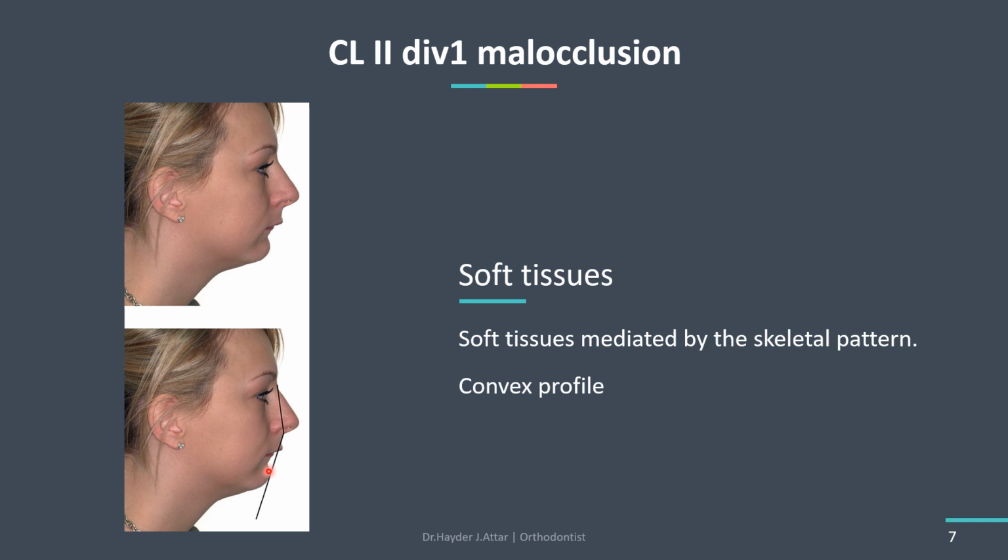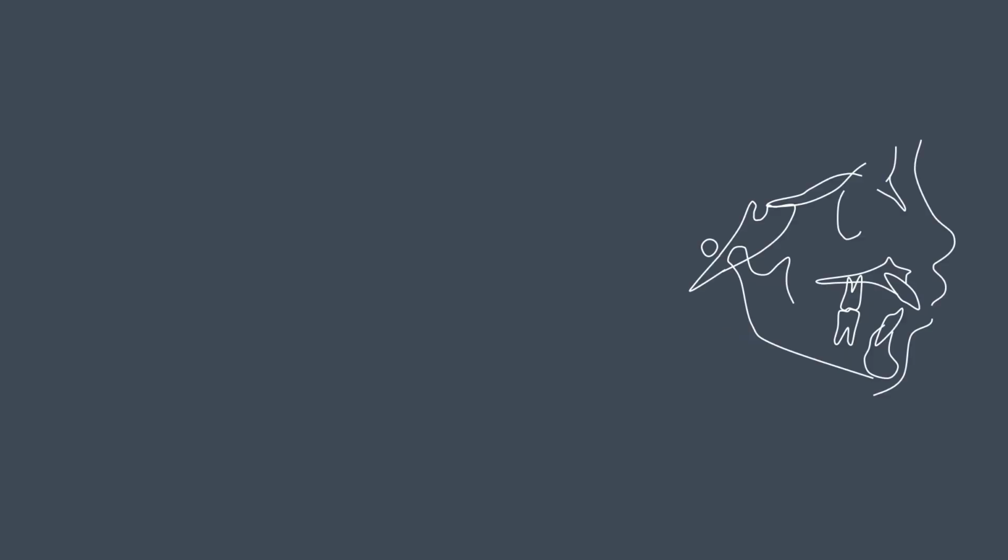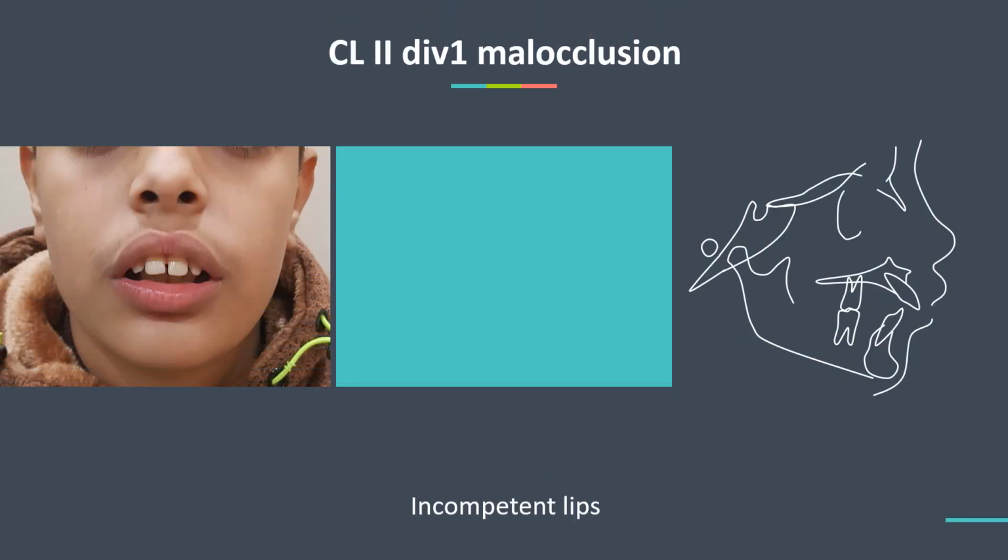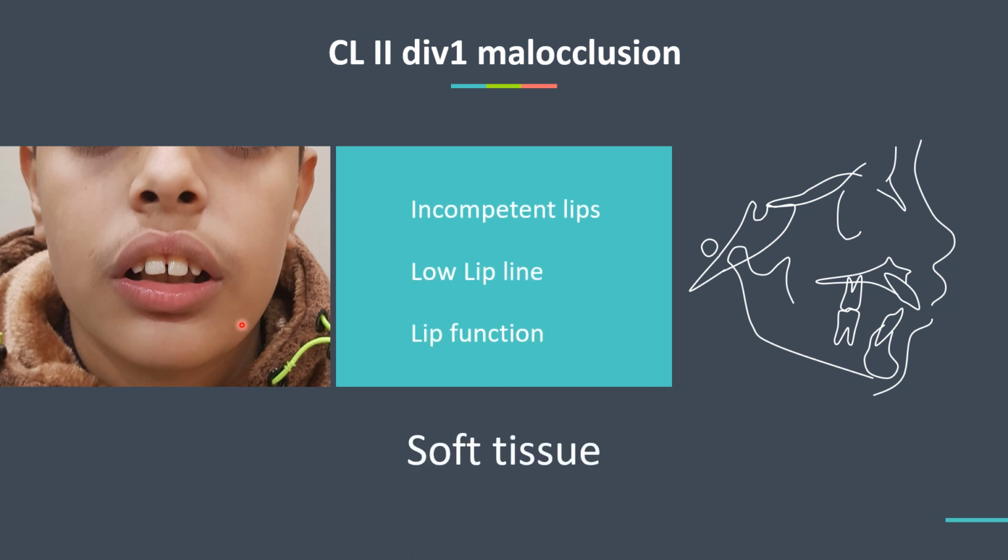When the lower lip is inserted to the mandible and the mandible is in a retrognathic position, it tries to pull the lips backward and causes the convex profile of the Class 2 Division 1 malocclusion. In a Class 2 Division 1 malocclusion, the lips are mostly incompetent. That means a separation between the lower and upper lips of more than 4 mm, and the lip line, which represents the level of the lower lip relative to the maxillary central incisor, is low.